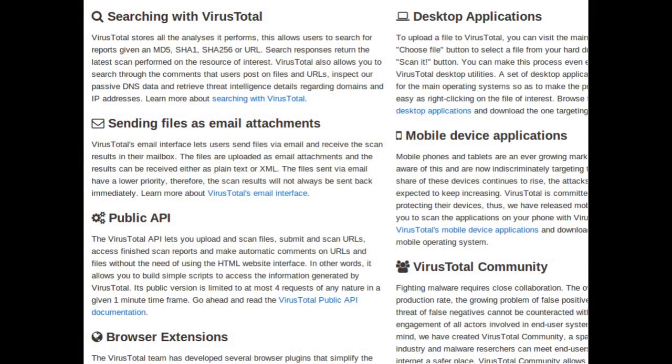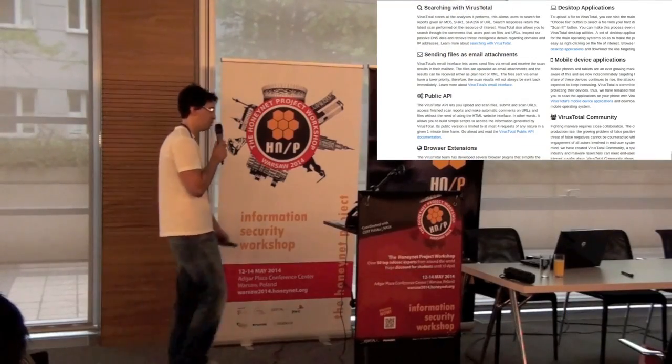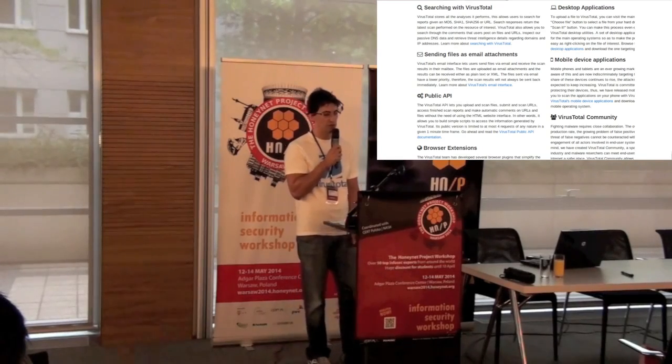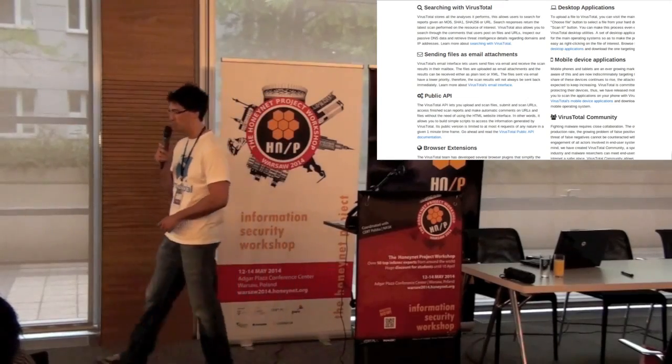So if the user is even more curious, he may have noticed that in addition to doing scans of URLs and files, we also have a documentation site where they can find how to use our API. They can also find a mobile application. They can find browser extensions to ease the task of scanning URLs and files with VirusTotal. There's a whole set of public resources available to the end user. So that's the vision of the average end user about VirusTotal.